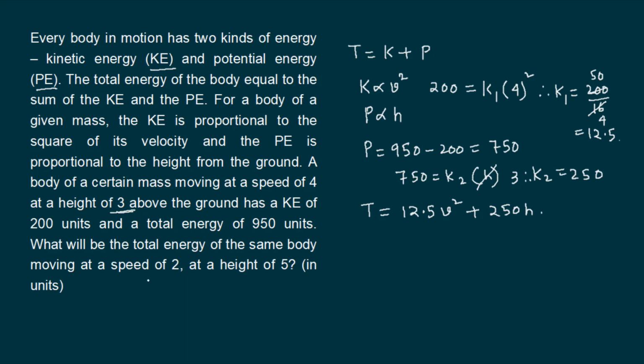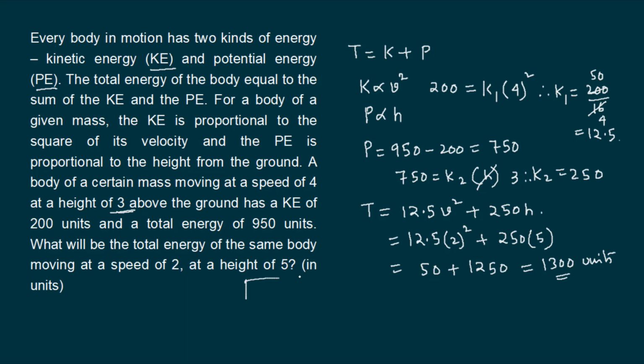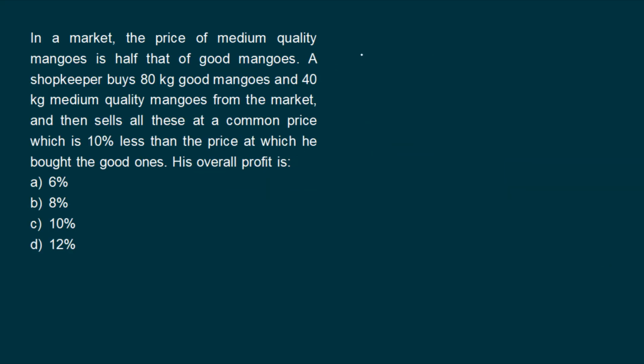What will be the total energy of the same body moving at a speed of 2? 12.5 into 2 squared plus, at a height of 5, 250 into 5. So 4 into 12.5 will give us 50, and 250 into 5 is 1250, so it would be 1300 units. Type in the answer 1300.